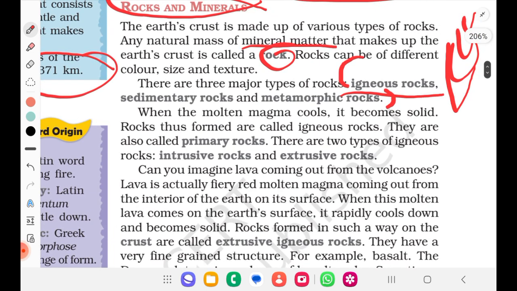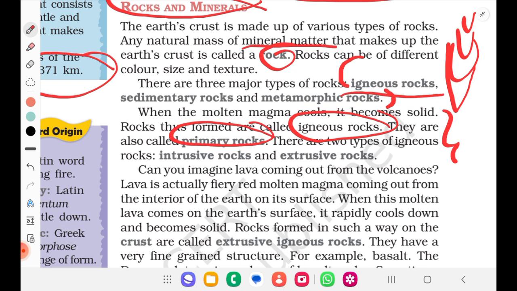So we'll see. When the molten magma cools, it becomes solid. So when magma cools, what does it become? It becomes solid, yes. So rocks thus formed are called igneous rocks. Because of magma cooling, if you get a rock, it is called igneous rock. They are also called primary rocks. Why? Because that is the first step of rock formation, right? When magma cools, a rock is formed. That is a primary step. That's why it is a primary rock.